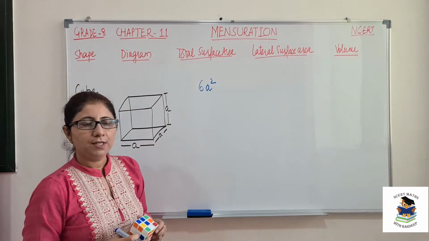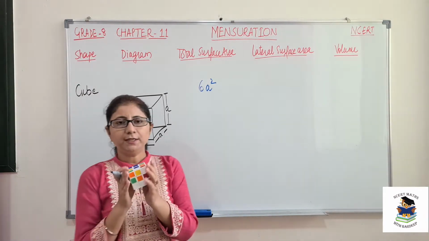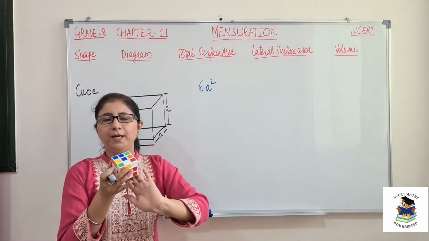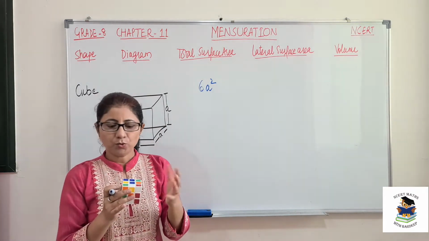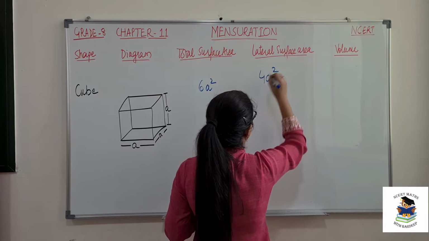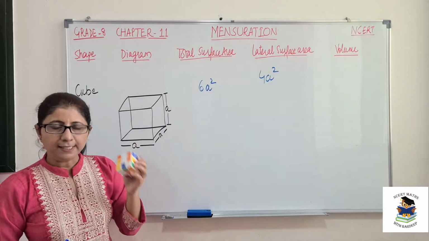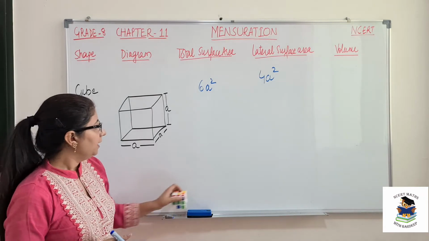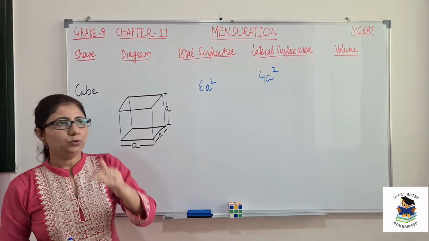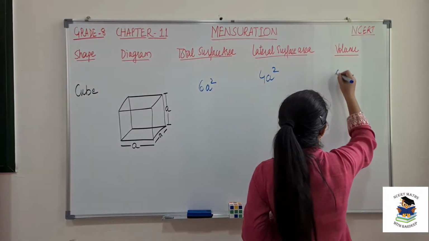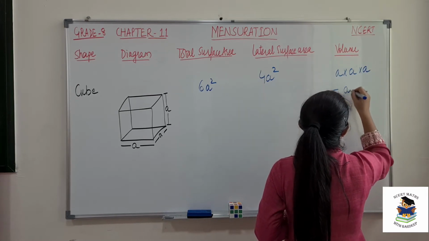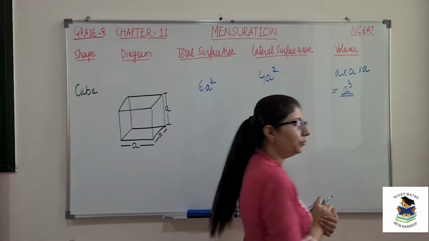Next is lateral surface area. Lateral surface area means only these 4 sides, 1, 2, 3 and 4, except the top and bottom. So all is 6A square. So 2A square we should subtract. So we are left with 4A square. So 4A square is the lateral surface area of a cube. Next is volume. In a cuboid we have length into width into height, but here every side is A. So length is A, width is A, height is A. So A cube is the volume of a cube.